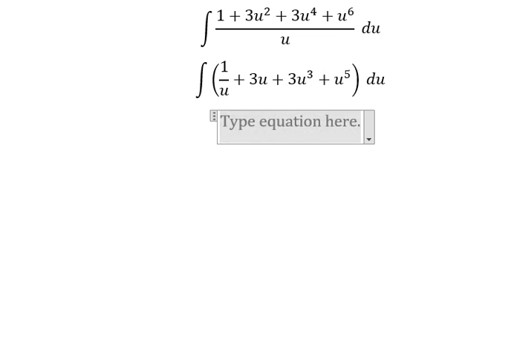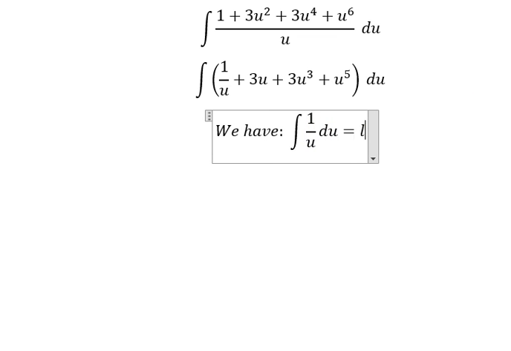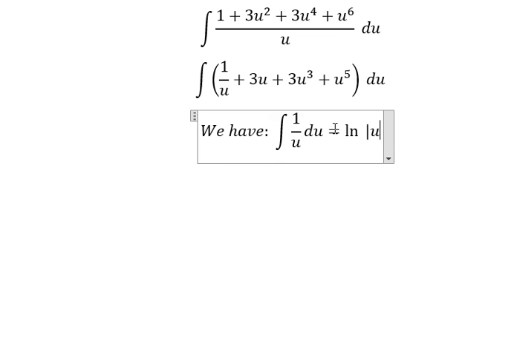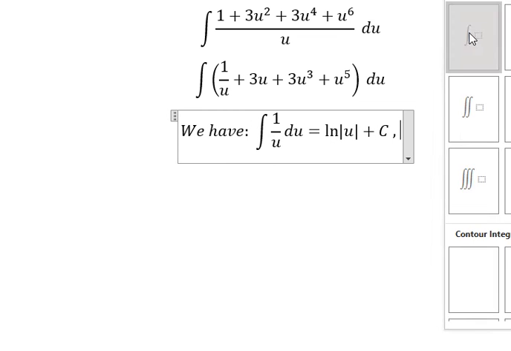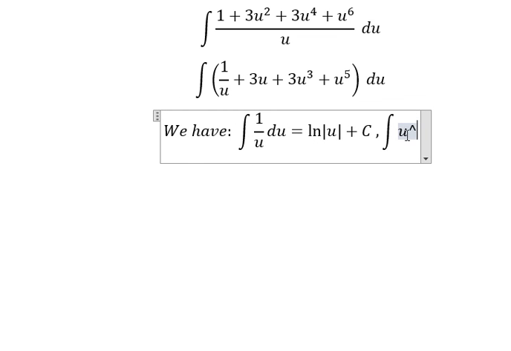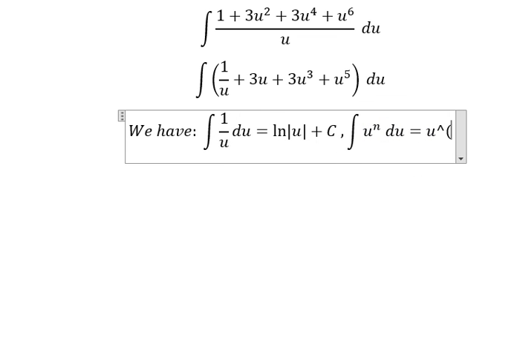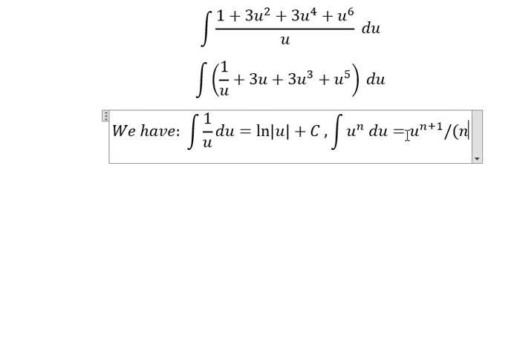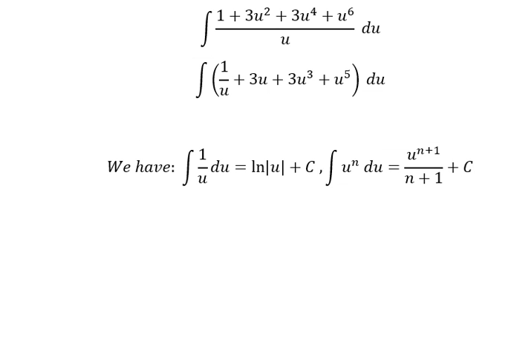So we have the formula in here. The integration of 1 over u du, we have ln of the absolute value of u, and I will put c. The next one, u to the power of n du, we have u to the power of n plus 1 over n plus 1, and I will put c. Now we have the final answer in here.